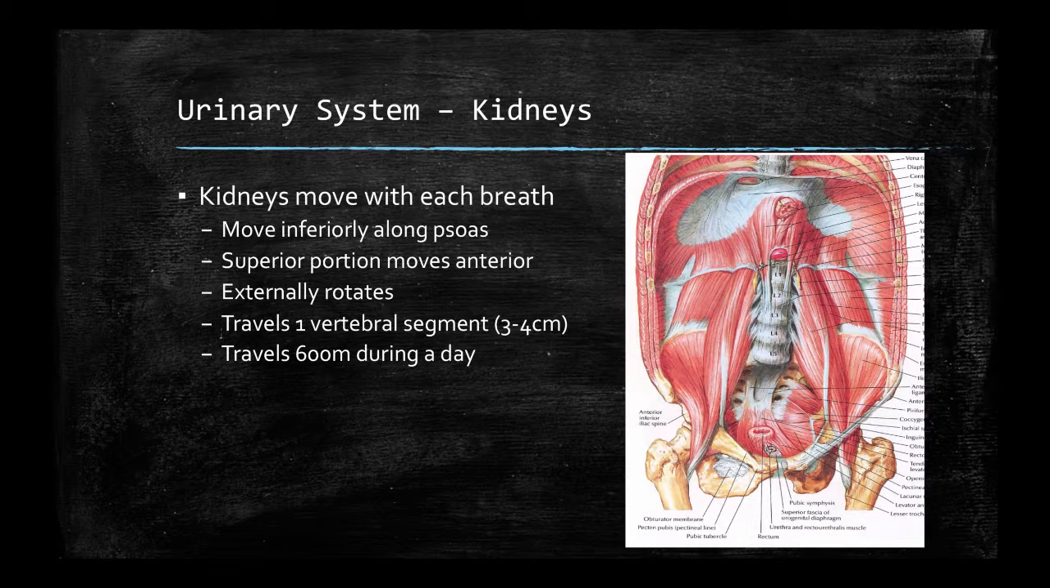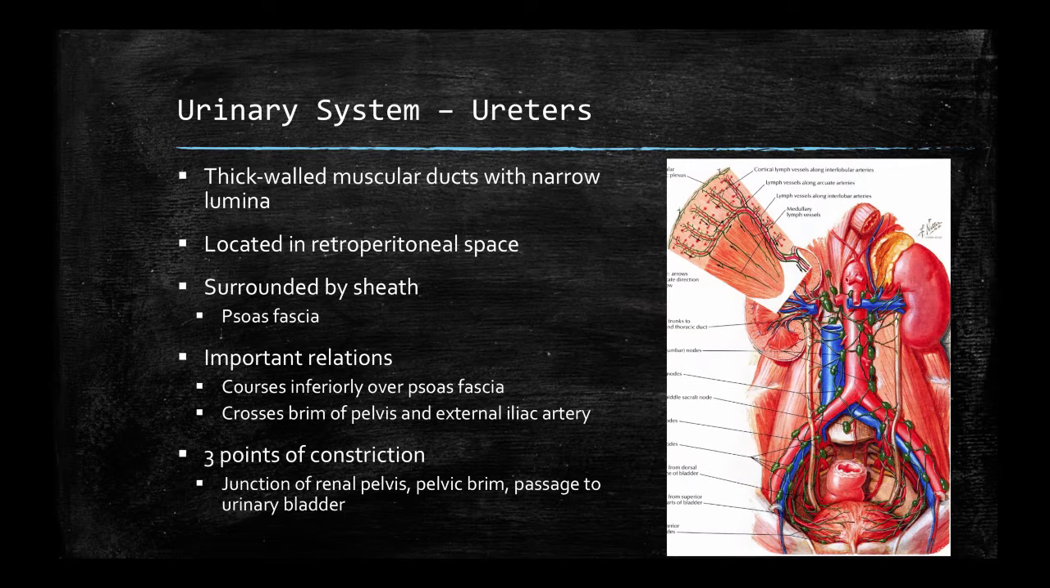And the kidney actually travels quite far during the day, this 3 to 4 centimeters multiple times a day, up to about 600 meters on average. And since the kidney does traverse over the psoas, a psoas spasm can generate fascial restriction and inhibit, in some cases, kidney motion. The ureters are thick-walled muscular ducts with a narrow lumen that again transmit the urine down to the bladder.